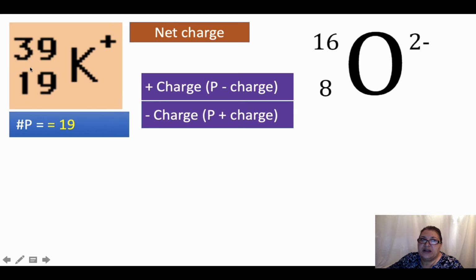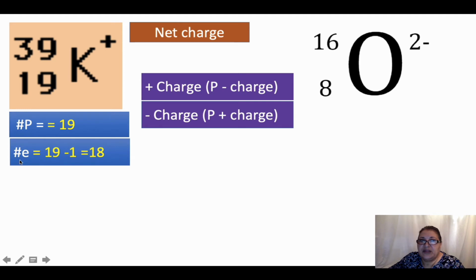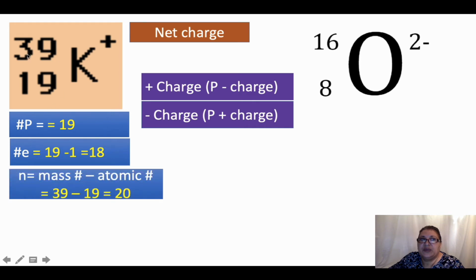Protons are 19, always the same, they don't change. The only thing that changes is the number of electrons. So protons is 19. The number of electrons will be 19 minus the positive charge, which is 1. And then the number of neutrons will be the mass minus the atomic number.